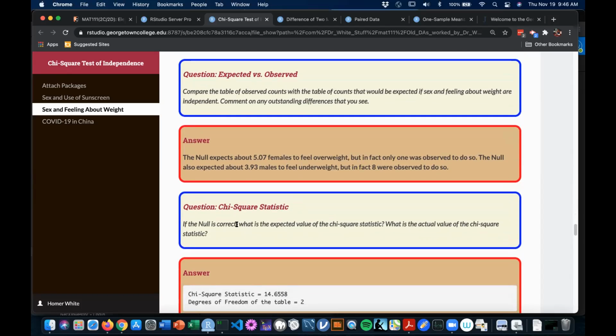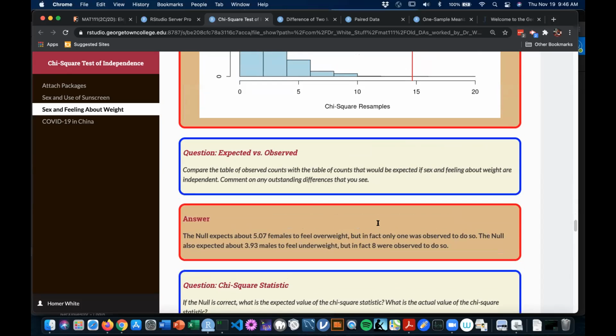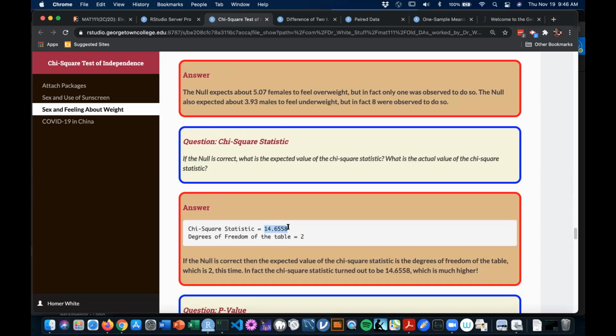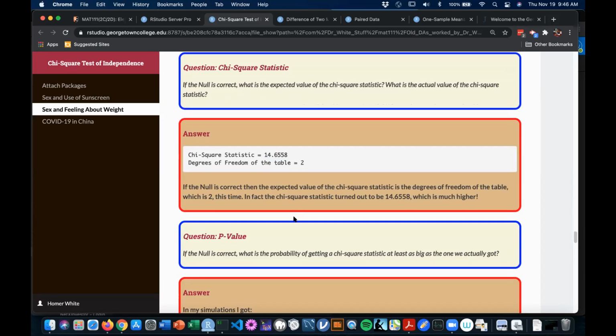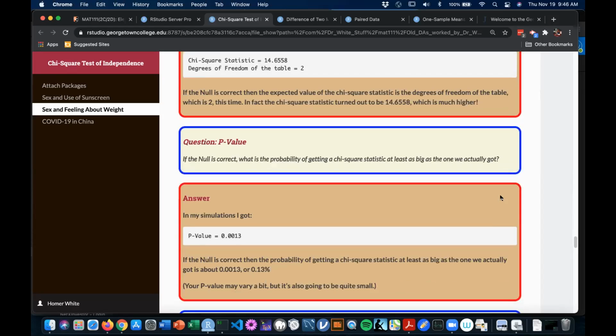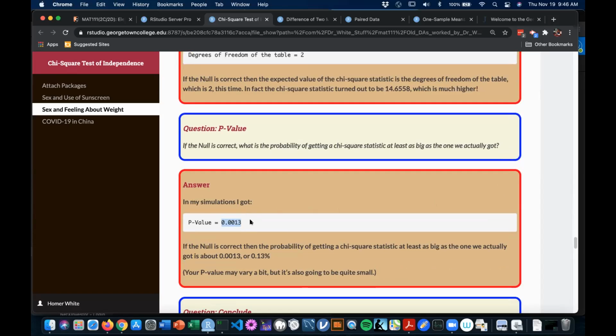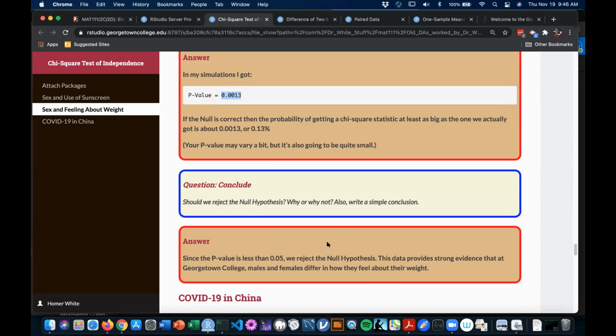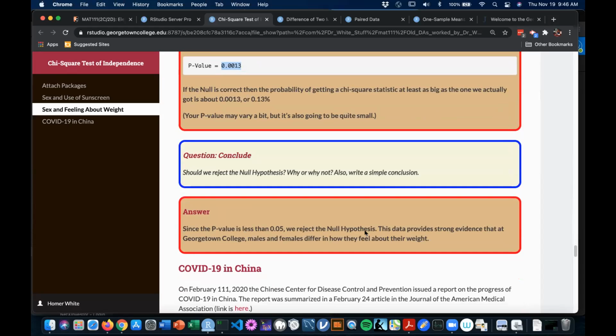If the null is right, what's the expected value of the chi-square statistic? That's the 2 degrees of freedom. What's the actual value? 14.6, and so way, way above what's expected. What's the chance of getting 14.6 or more if the null is right? That's your p-value. So when I ran this on my 3000 simulations, I got that value. If you did it with your simulations, you would get some other value, but it would be really small. So should we reject the null? Oh, yes, we should. The p-value is way less than 0.05.